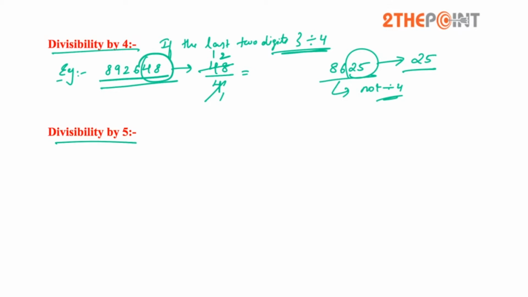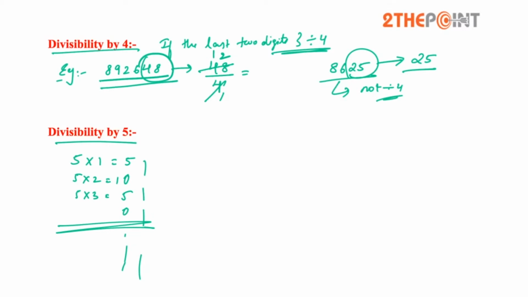Divisibility by 5. If you see the multiples of 5, you'll get only 5 and zeros in the units digit. For example, 5 ones are 5, 5 twos are 10, 5 threes are 15, and so on. This process keeps on continuing. So, in order to check the divisibility by 5, just check the unit digit in the given number. If it is 5 or 0, then we can say that it is divisible by 5.